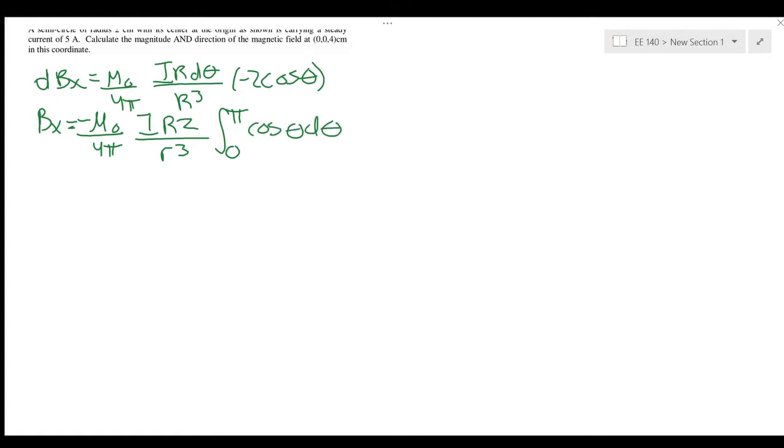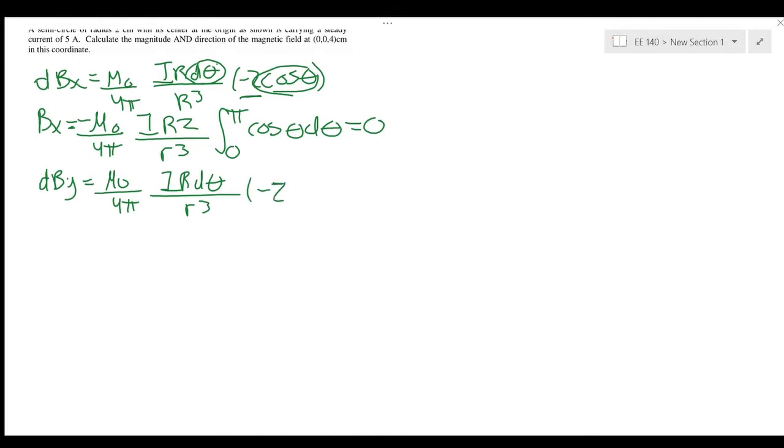So we took the constant out, negative z, and now we're going to integrate cosine theta d theta. And this is just going to be 0. So the magnetic field in the x direction is going to be 0. Next we're doing dBy. dBy is equal to mu naught over 4 pi I r d theta over r cubed, and then negative z sine theta is for the y direction.